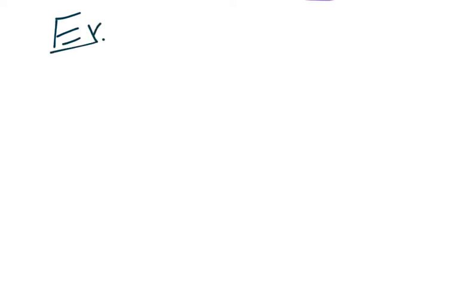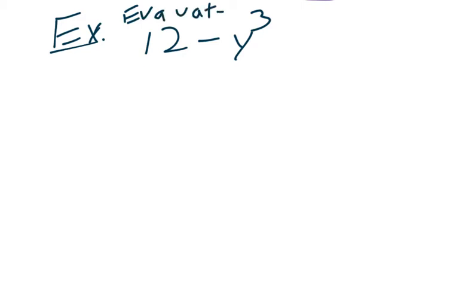suck it up and deal with our negatives. We have 12 minus y to the third, and we are evaluating, forgot to put evaluate, so evaluate 12 minus y to the third for y equals -2. This one's a little tricky because you have a minus sign and you have a negative and it's cubed. So a lot going on here.